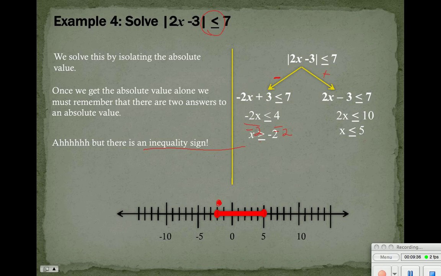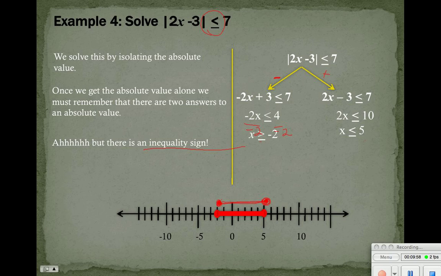Greater than negative 2 means I go this way. But wait a second, this one says anybody less than 5, so I can't go above 5. It says I have to be less than 5. So I have to go this way. But this one says I have to be greater than negative 2, so I go this way. So that's where I get my shading in.